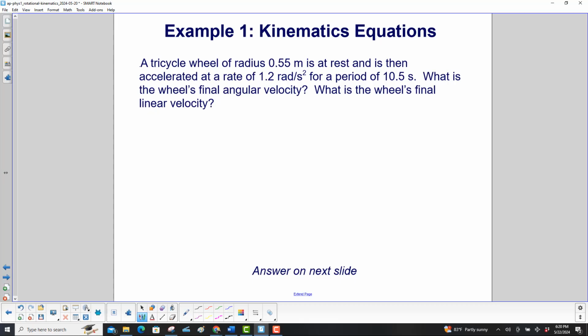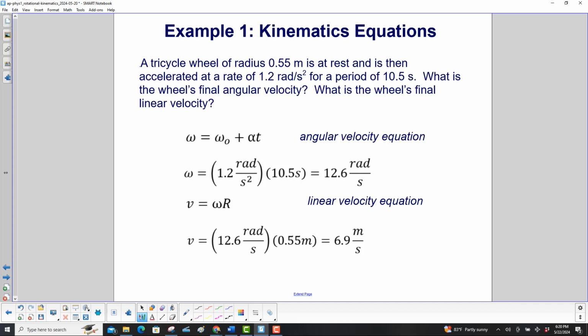A tricycle wheel of radius 0.55 meters is at rest and is then accelerated at a rate of 1.2 radians per second squared for a period of 10.5 seconds. What is the wheel's final angular velocity? What is the wheel's final linear velocity?